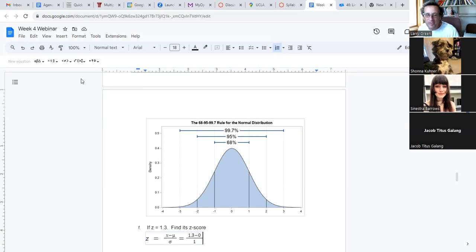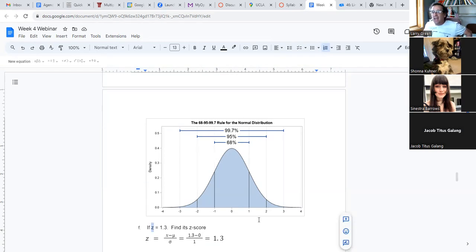What is 1.3 minus 0 divided by 1? 1.3. Okay, and there's the z-score. This is not a coincidence that it's what we started with. Nothing changed. And that's actually why when you have a standard normal distribution, everyone uses the letter z for it, because it is its own z-score. That kind of cool?